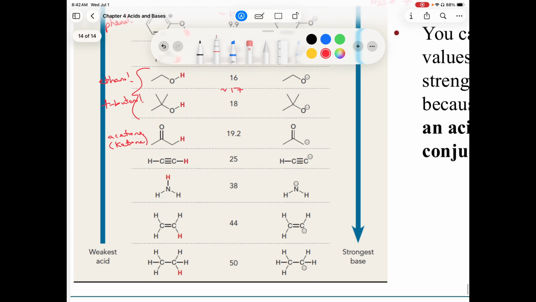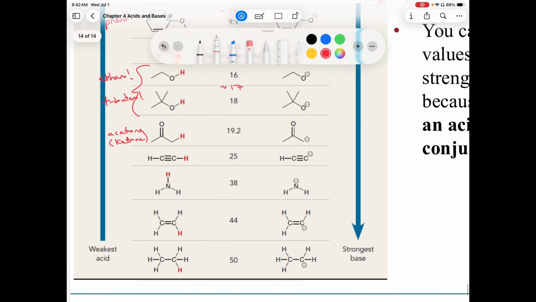Then we go to an alkyne, a terminal alkyne. So if you have an sp hybridized carbon with a hydrogen on it, it's got a pKa of 25. Then we have ammonia, right? NH3, which has a pKa of 38. Then we have ethylene, but if you have a bond between an sp2 hybridized carbon and hydrogen, it has a pKa of 44.